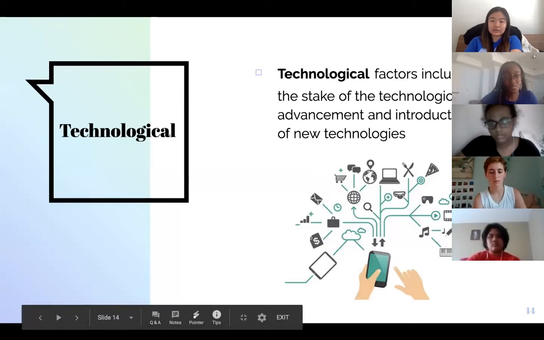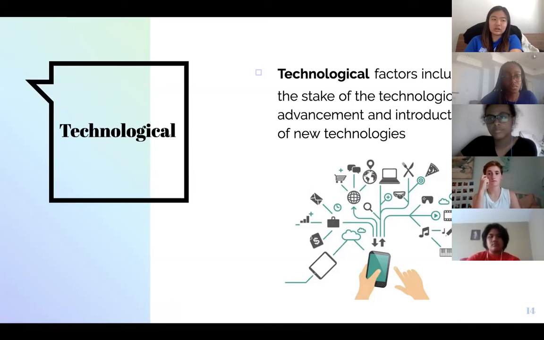Technological factors include the state of technological advancements and the introduction of new technologies.